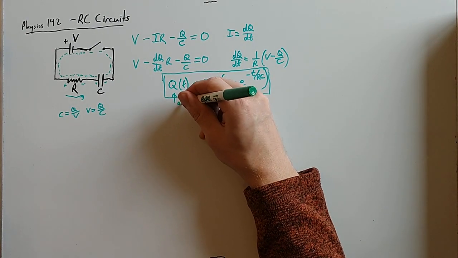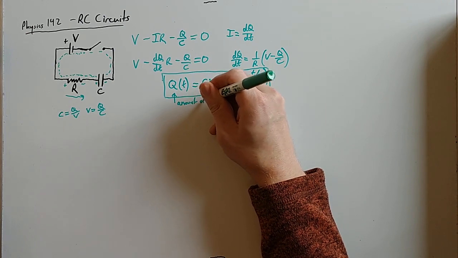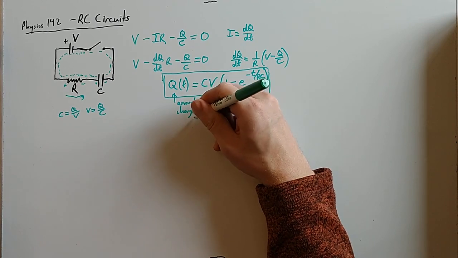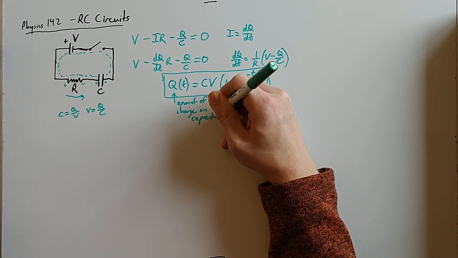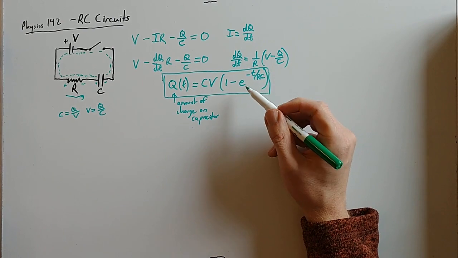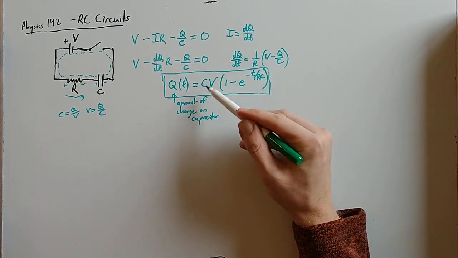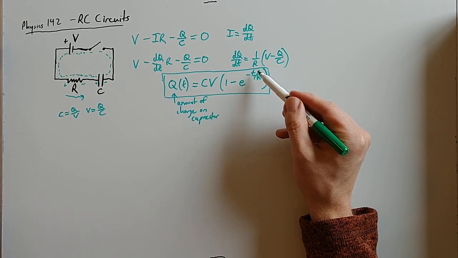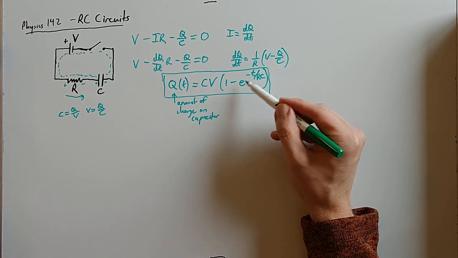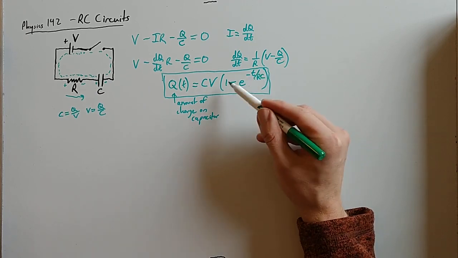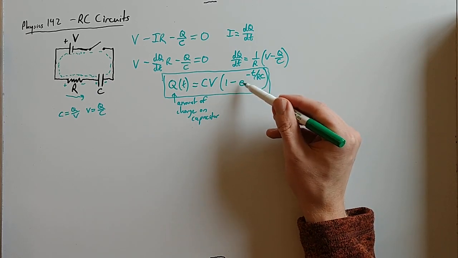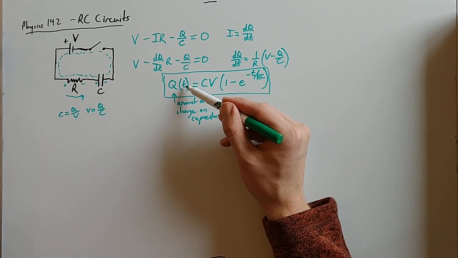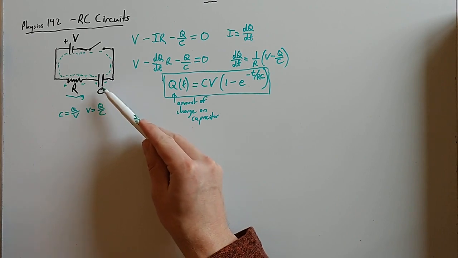The amount of charge on the capacitor as a function of time. And I'd like you to notice that hopefully this makes some sense. t is time. So if we plug in time equals 0, we'd have e to the 0, and we'd have 1 minus e to the 0. e to the 0 is 1, so 1 minus 1 is 0. So at time equals 0, we'd have no charge on the capacitor.